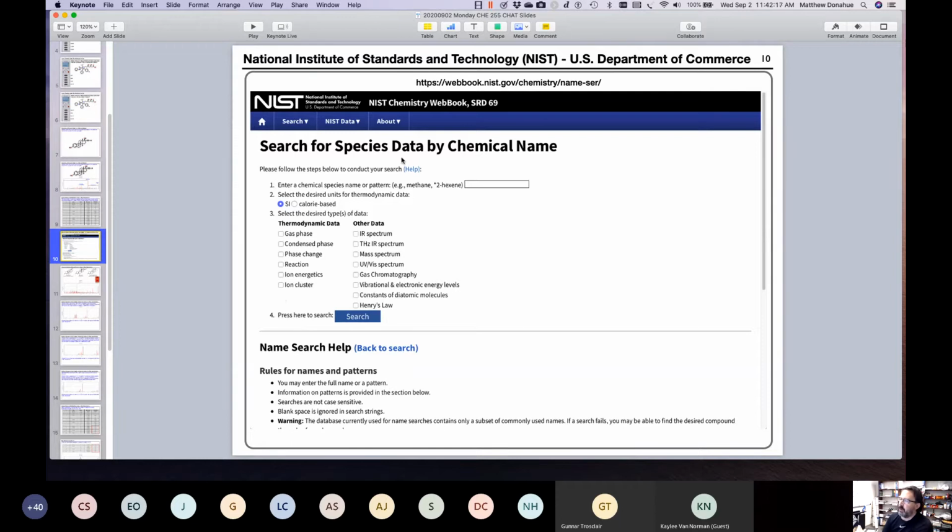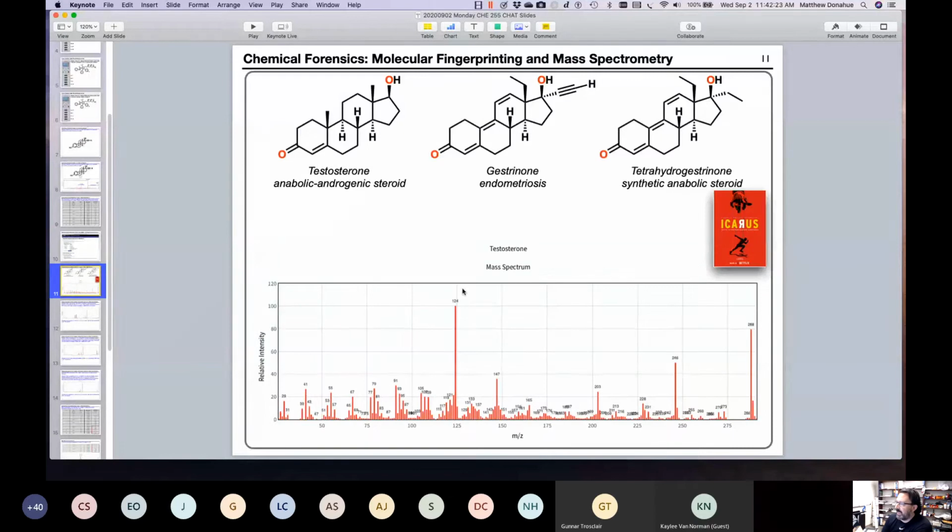But anyway, at NIST, you can find data for pretty much everything. This is where I got this data here. This mass spec data comes from NIST. This slide is called Chemical Forensics, Molecular Fingerprinting, and Mass Spectrometry.